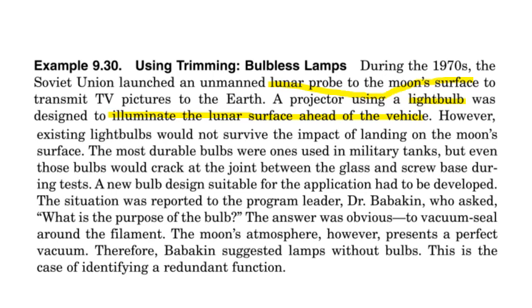Then somebody called Dr. Babakin asked, what is the purpose of the bulb? The answer is to vacuum seal around the filament. However, when you're going to the moon, the atmosphere is already vacuum. So therefore, he suggested that we can use the lamps without the bulbs. This is called identifying a redundant function, and now we can trim the bulb and have a bulbless lamp.